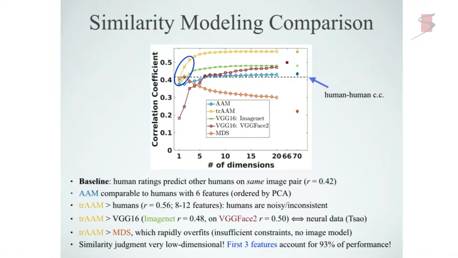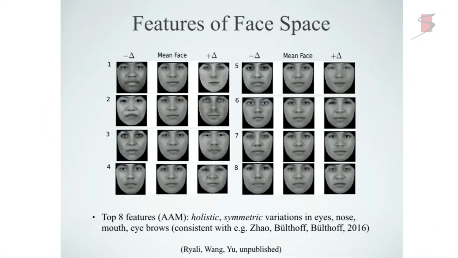So another thing to notice is that the similarity judgments are actually very low dimensional. Actually, to account for human similarity judgments of this very large data set of faces, most of the performance comes from just the first 3 features. You get 93% of the overall ability to predict based on just the first 3 features. So what do these features actually look like? So here are actually the first 8 features ordered by how important they are for judging similarity in our model. So 1, 2, 3, 4, 5, 6, 7, 8.